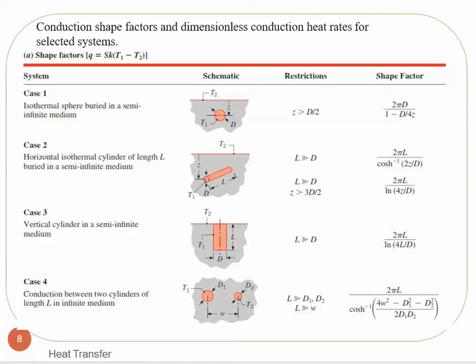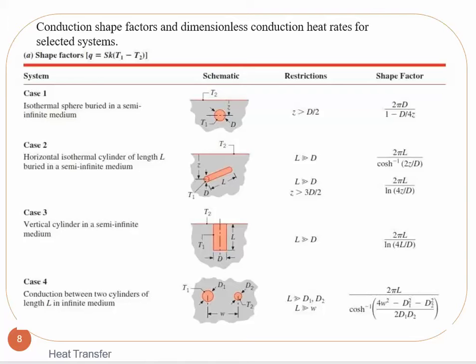In this figure, you can see that a cylindrical part with a length L and diameter D is taken, with the restriction that L is much greater than D. Then the formula will be 2 pi L by cosh inverse of 2Z by D. In the case that Z is greater than 3D by 2, the formula will be 2 pi L upon natural log of 4Z by D.